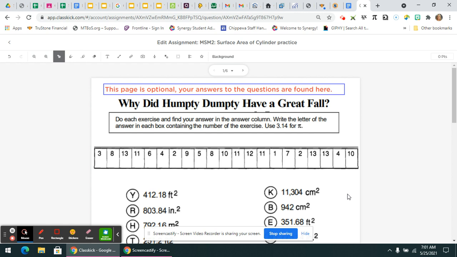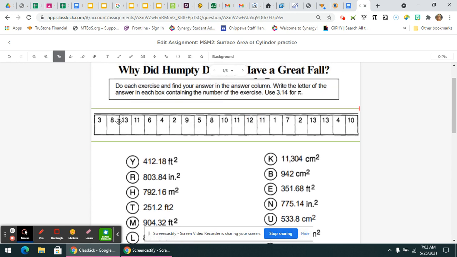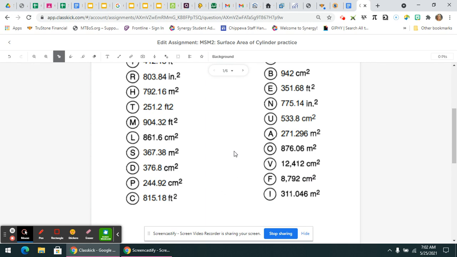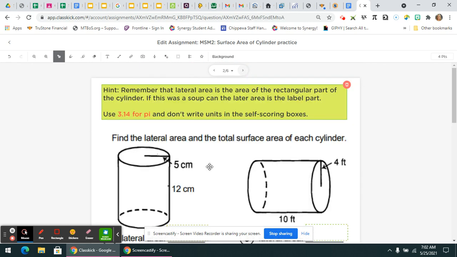You wouldn't have to do the clues, but again, it's nice to know that you get your answers correct. So notice that there's these numbers at the top. Those are going to be your responses to your answers for each question. So there's 13 problems. When you get your answer, they're going to relate back to these. And then you have, notice, Y all the way through I, different possible solutions. So let's jump into this first one.